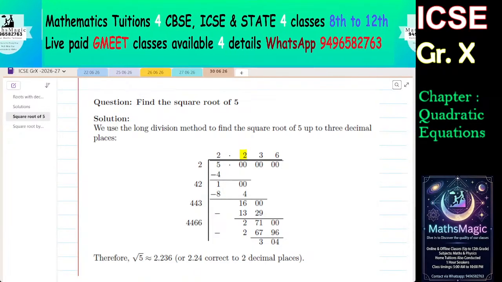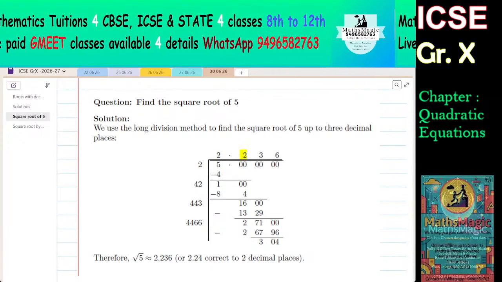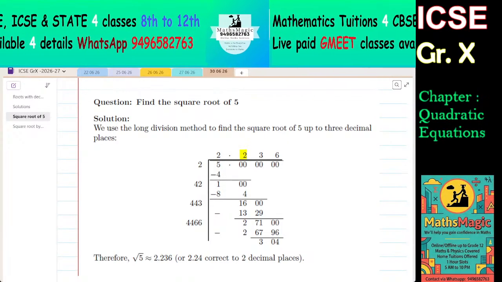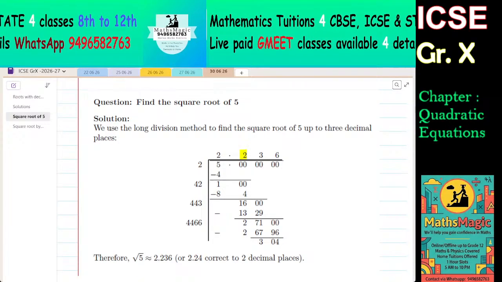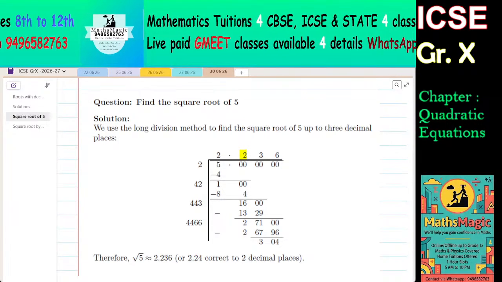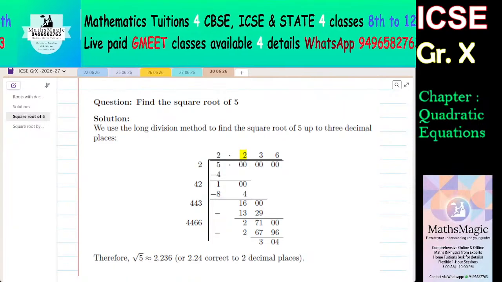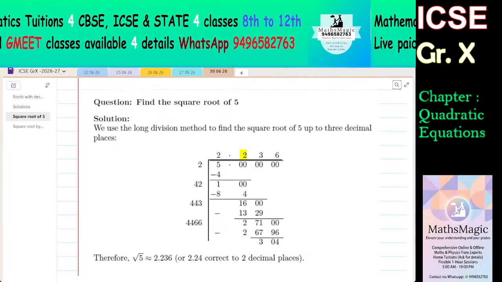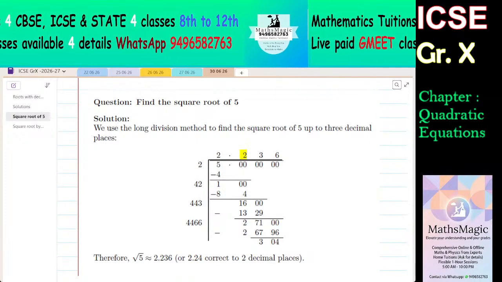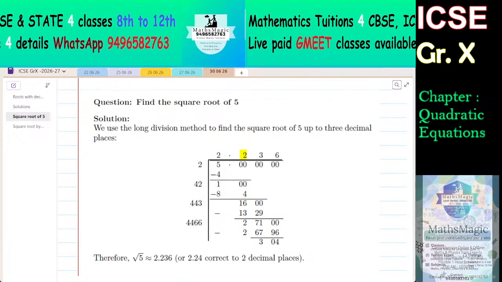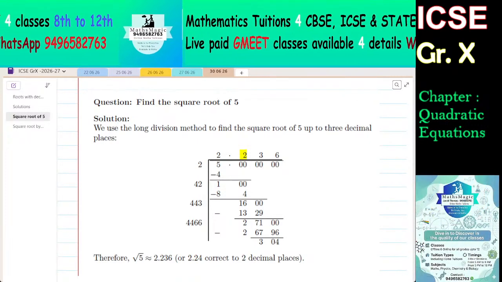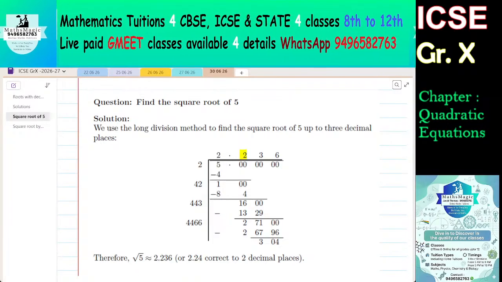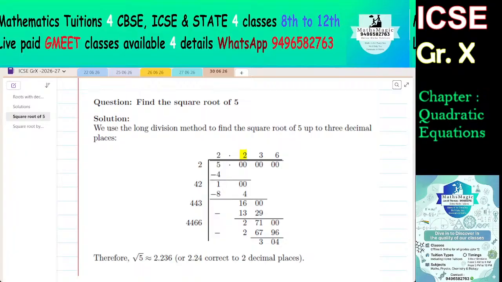Now you know how to find the square root of any number, even if it is a decimal number also. The marking scheme is from the decimal point towards left, pair it, towards right also pair it. Start from the decimal point.